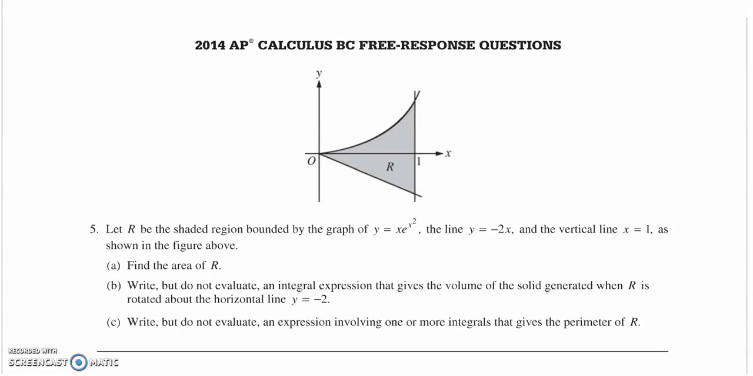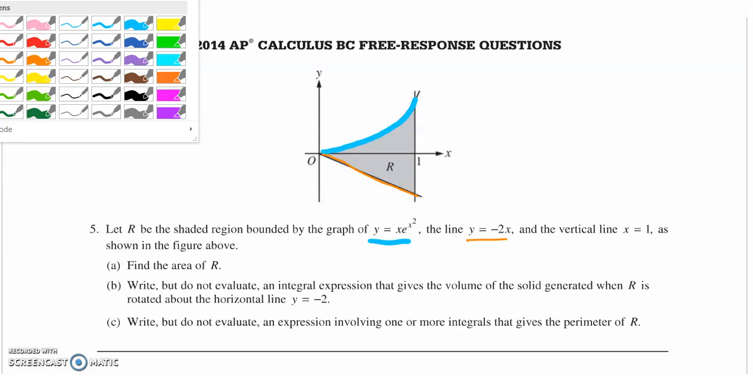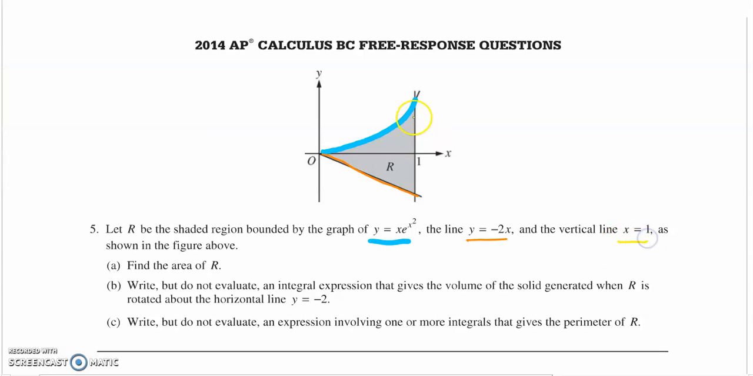So we have this shaded region that's bound by the graph y equals xe to the x squared. So I'm going to color that in. I don't think you can quite see it, so let me get a thicker pen here. This is this function. Then we have the line y equals 1 minus 2x. And then we have a vertical line x equals 1. And so that's the region that we're talking about.